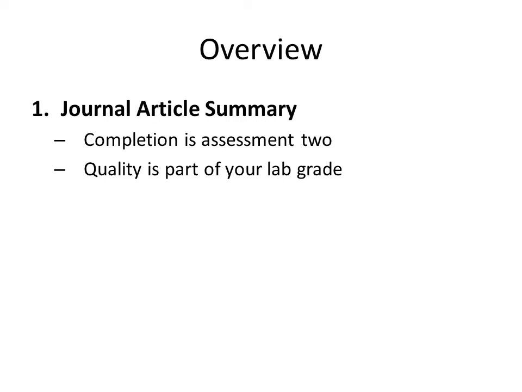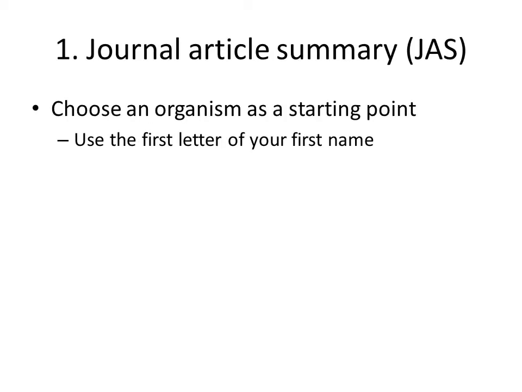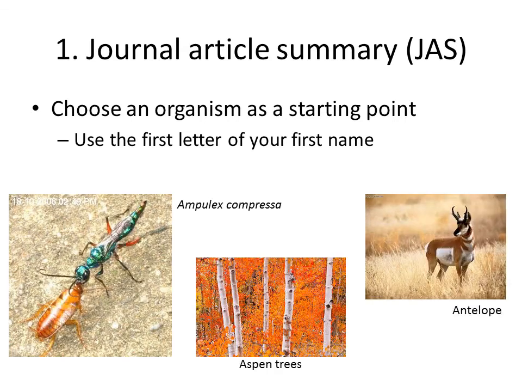Let's look more closely at Part 1. For Part 1, you will go out and find a journal article summary of your choice, as long as one of the organisms described in the article has a name that starts with the first letter of your first name. For instance, my name starts with A.